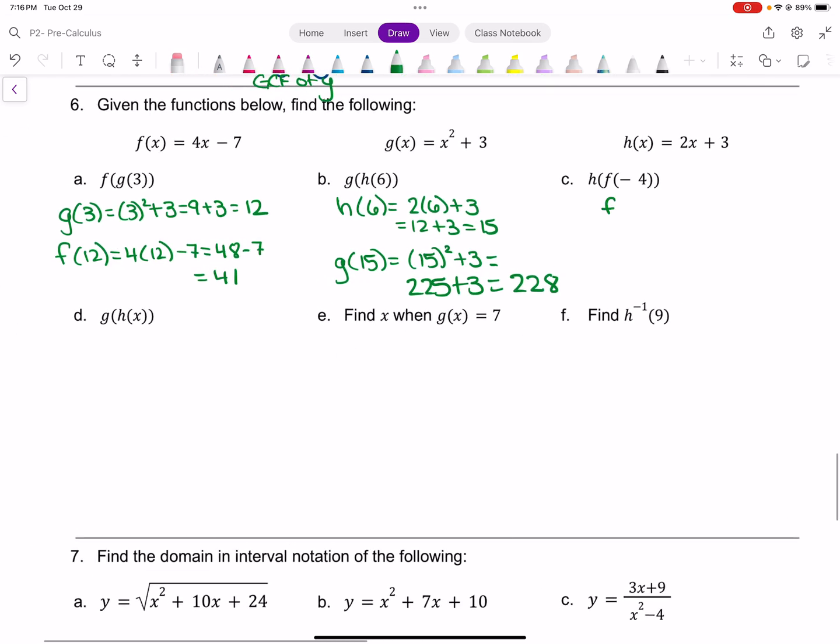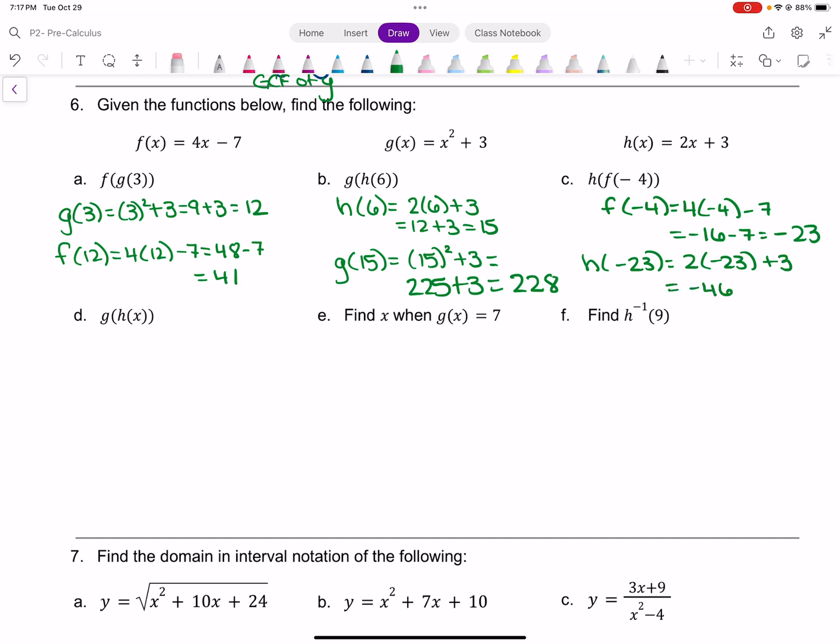For the next one, f of negative 4 is 4 times negative 4 minus 7. So negative 16 minus 7 is negative 23. And then h of negative 23 gets me negative 46 plus 3, which is negative 43.